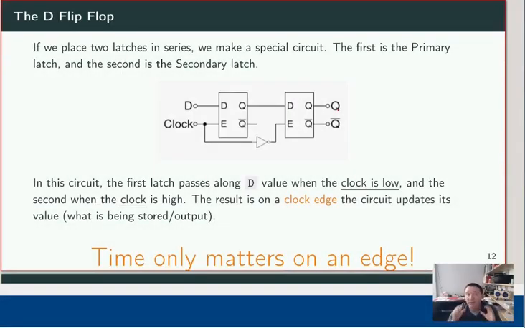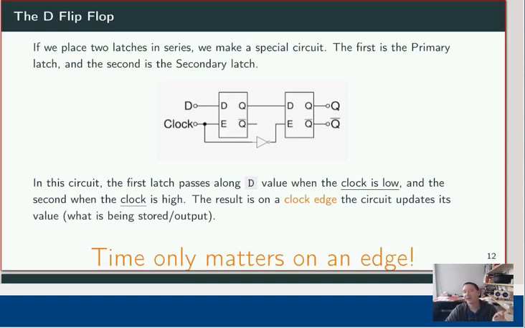So the big thing that we have is that time only matters on a clock edge. That's a huge important deal. We got all these D flip-flops arranged from gates and stuck them together. The D flip-flop discretizes time to only mattering for an edge. This is the D flip-flop. This is what you're going to actually be using in your project.